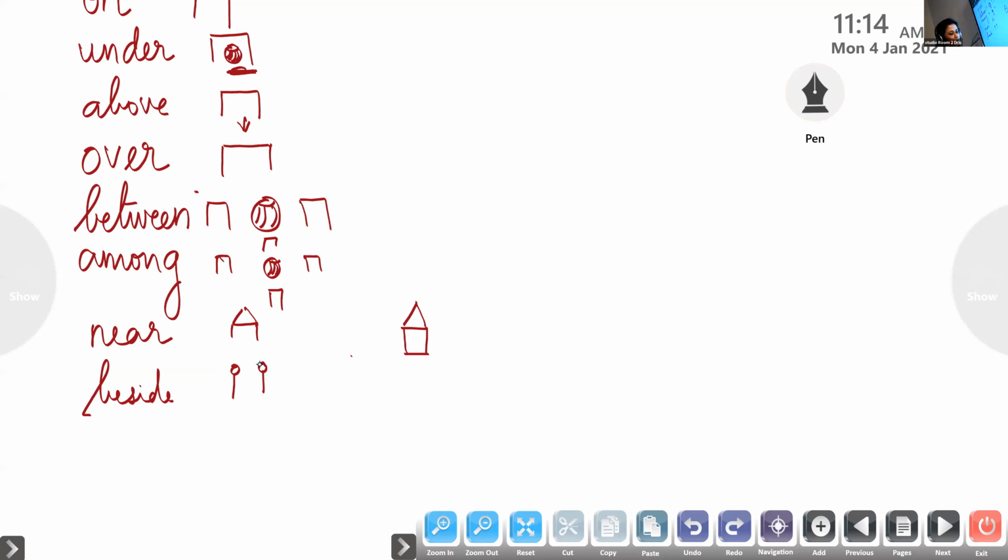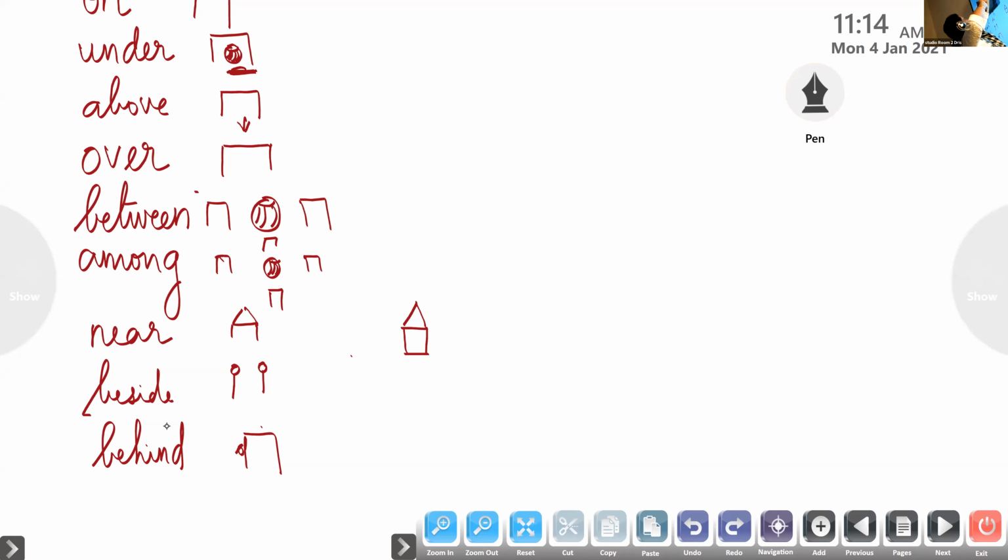Then we learnt about behind. Behind means what, children? That we haven't learned, but still behind means something is at the back of. Okay, something is hiding at the back. So have all of you learned all these? Have all of you understood the position?